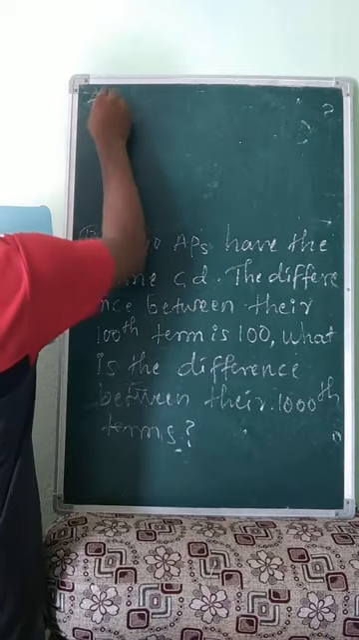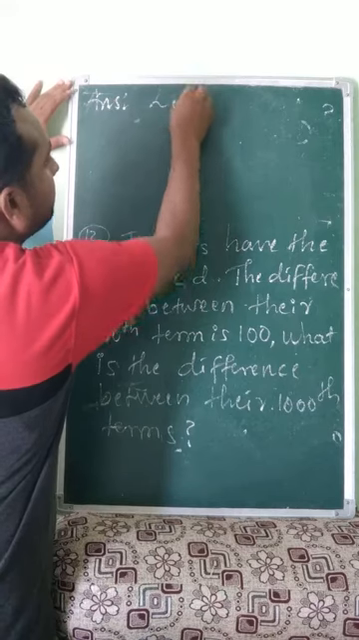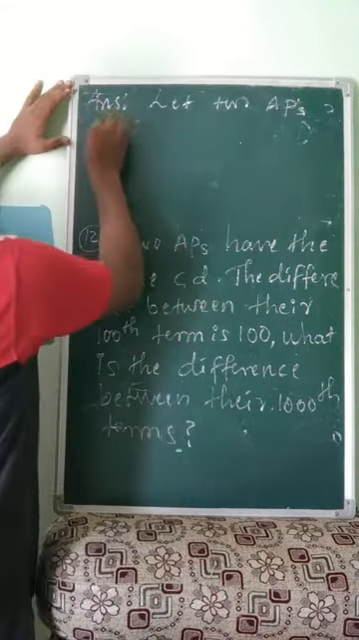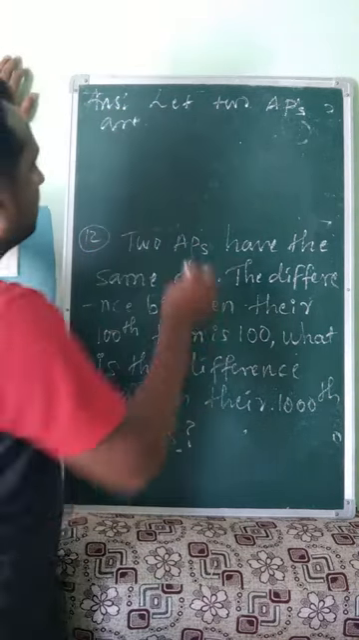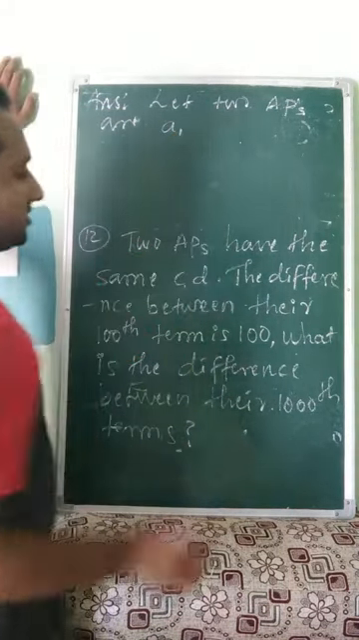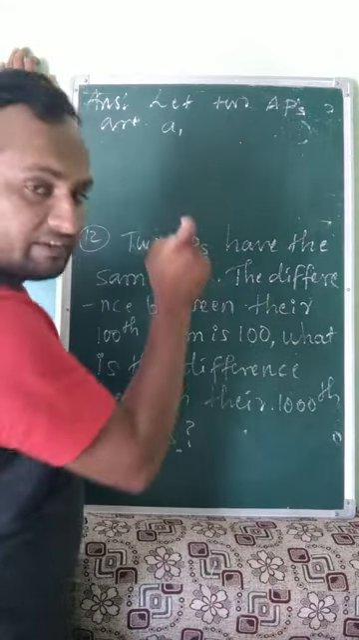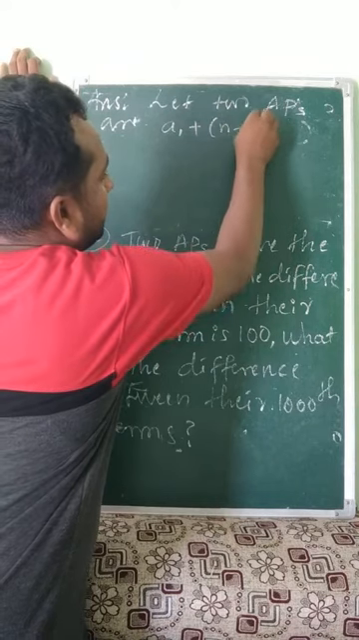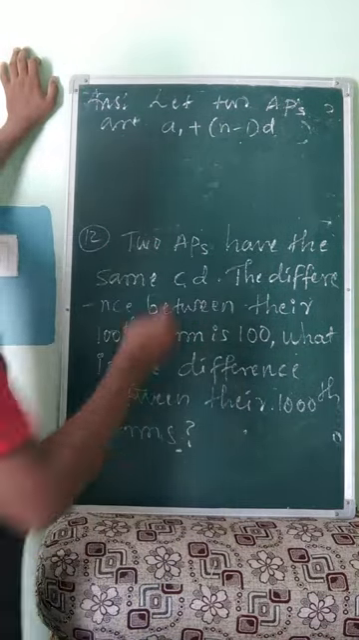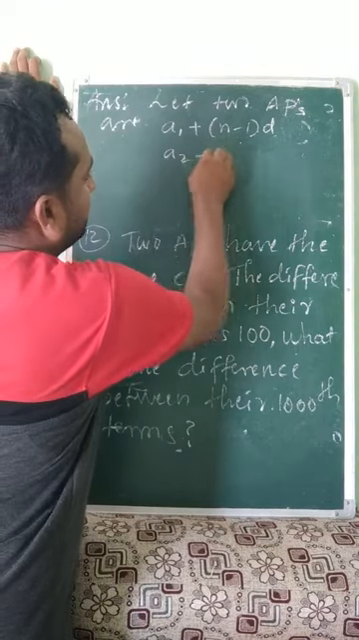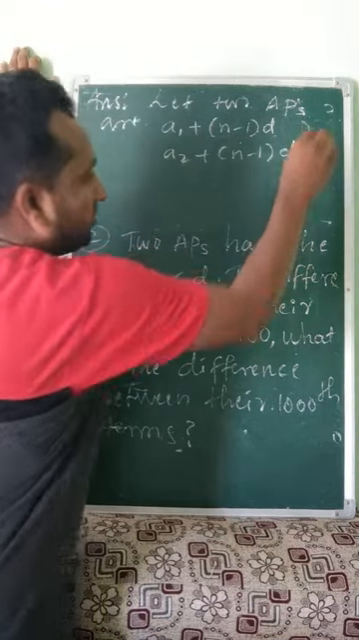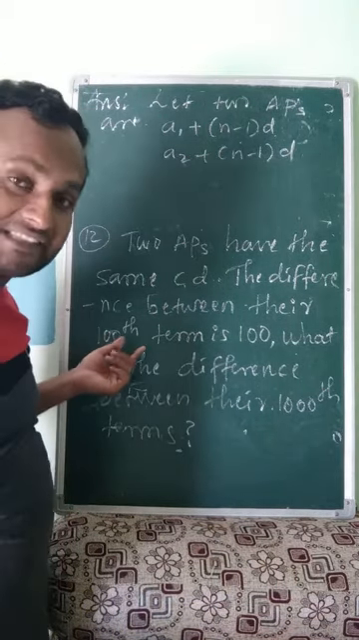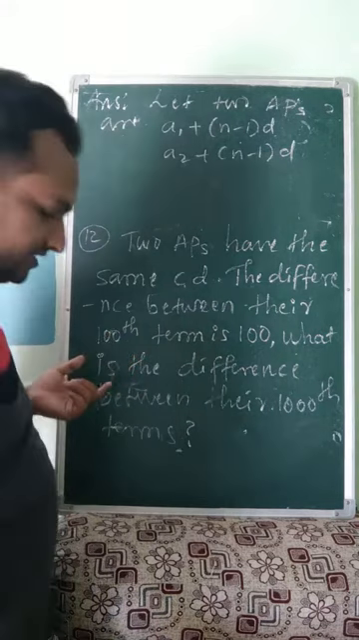Now see the answer. Let the two APs be, we take one by one. Now first AP is A1 plus bracket n minus 1 into D. Then similarly, what is the second AP here? A2 plus n minus 1 into D. This is the first AP, this is the second AP. Now which term is given here? 100th term.